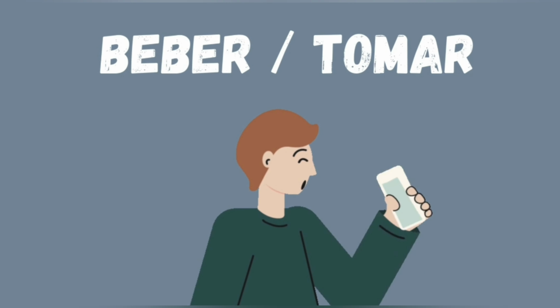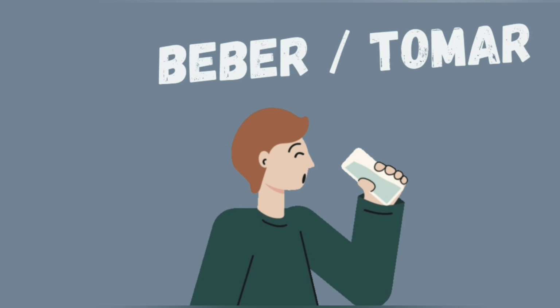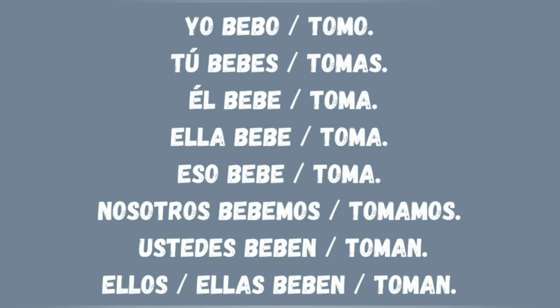Now the next verb we have is beber or tomar. Okay, we can use these two forms when we're talking about drinking something, okay? Drink. Beber or tomar in Spanish. We're going to see those two forms, okay? So let's see how we're going to conjugate these two forms of the verb drink. We have yo bebo, tú bebes, él bebe, ella bebe, eso bebe, nosotros bebemos, ustedes beben, ellos o ellas beben.